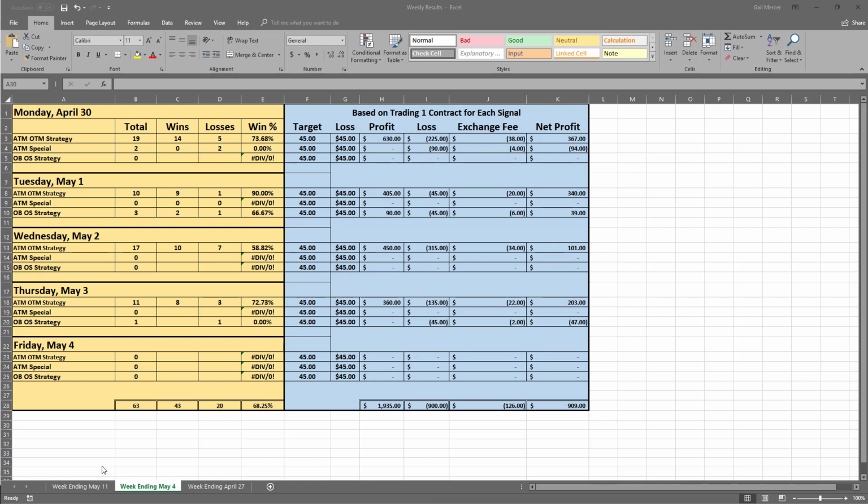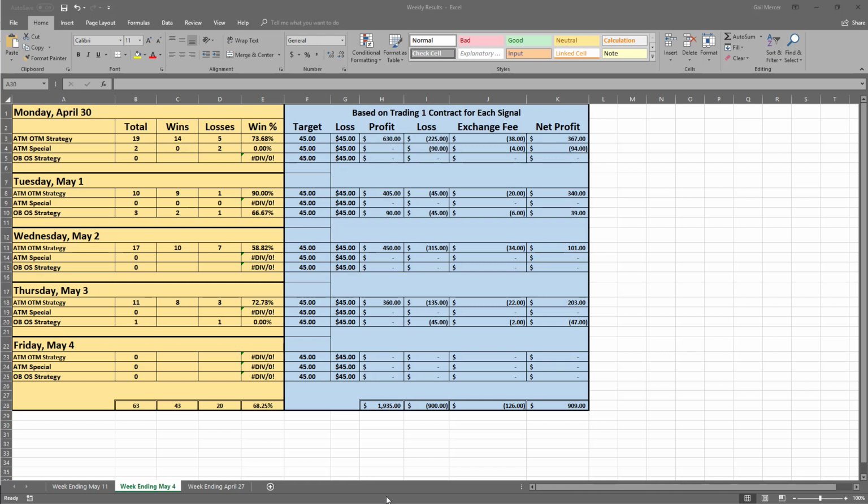Okay, so last week on the binary signals, we were able to achieve an overall winning percentage of 68.25. Now, I also have this based on trading one contract for each signal, which has a risk on entry of $45 and a target at $45, and that's captured profits. So, for example, if you were long, your target would have been 90. If you were short, your target would have been 10.